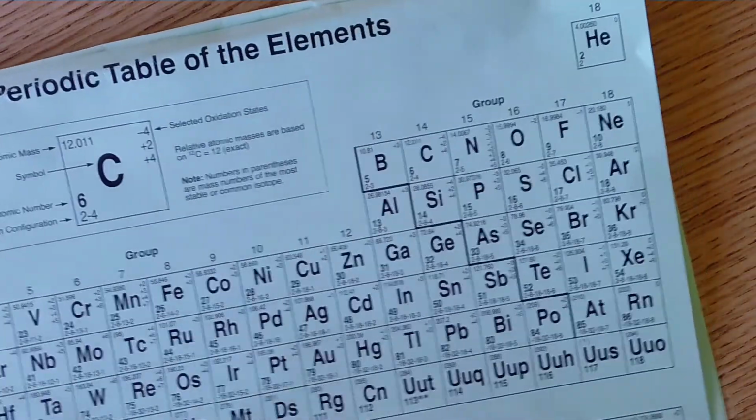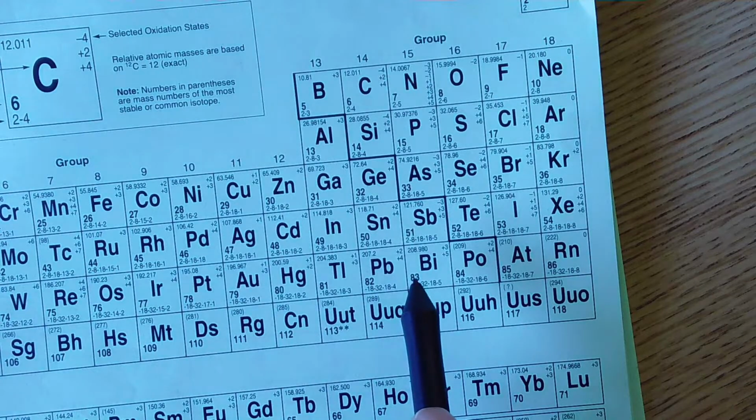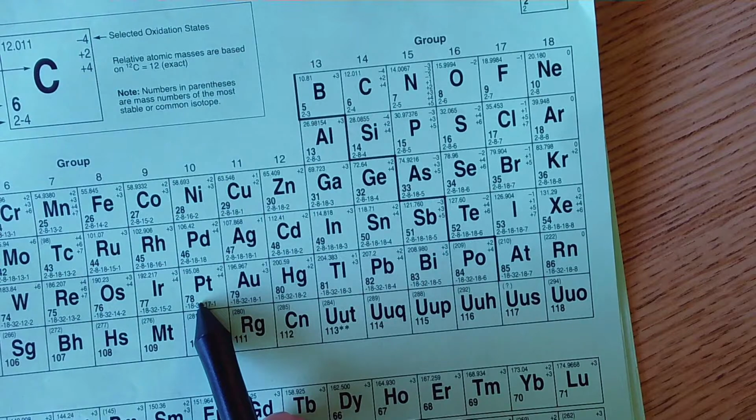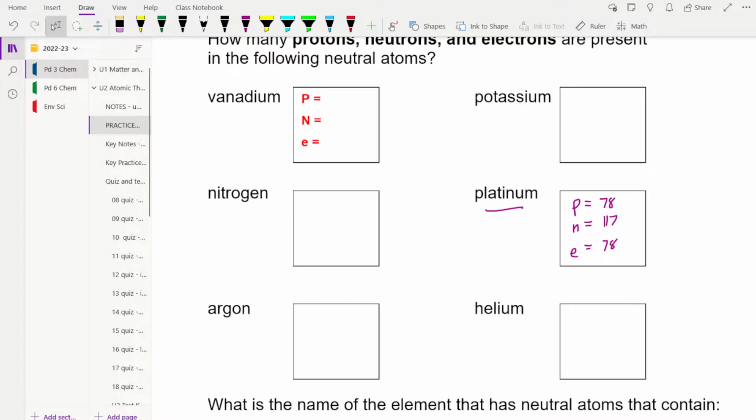We don't really need it other than to find it on here to find our information like the atomic number, which tells us the number of protons. So it's atomic number 78, so it has 78 protons. I should go back to the other page because that's what we're filling in. So we have 78 protons, 78 electrons. How do we find the 117? Well, on the periodic table, it should have the mass number, in this case 207. Then you minus 78.